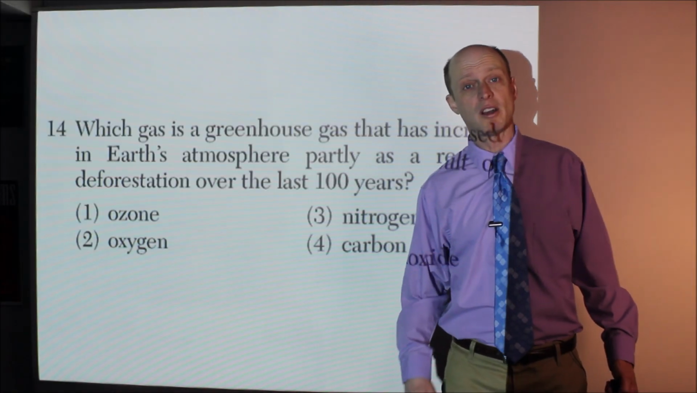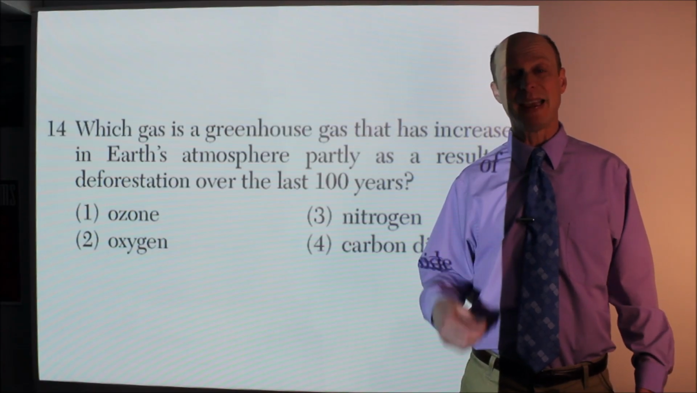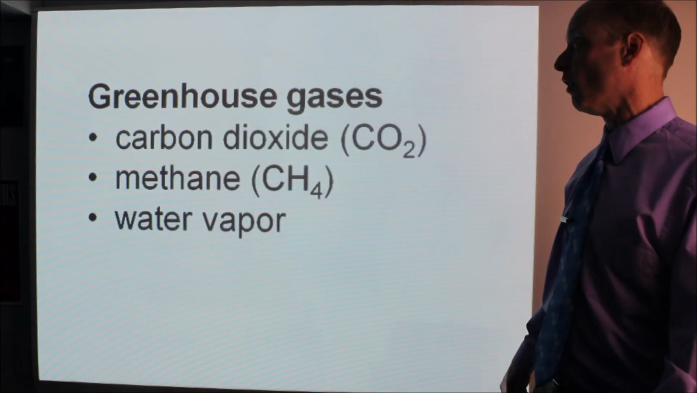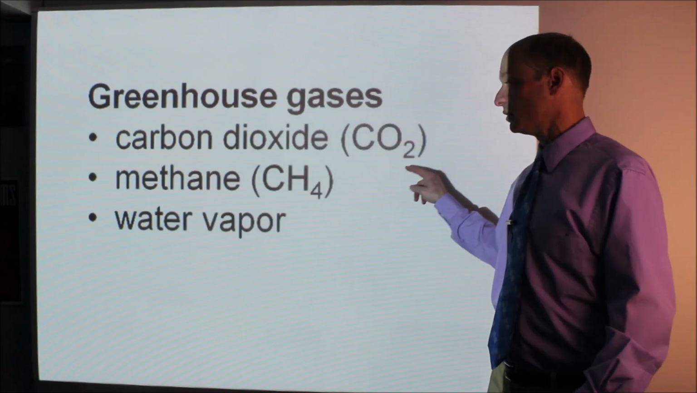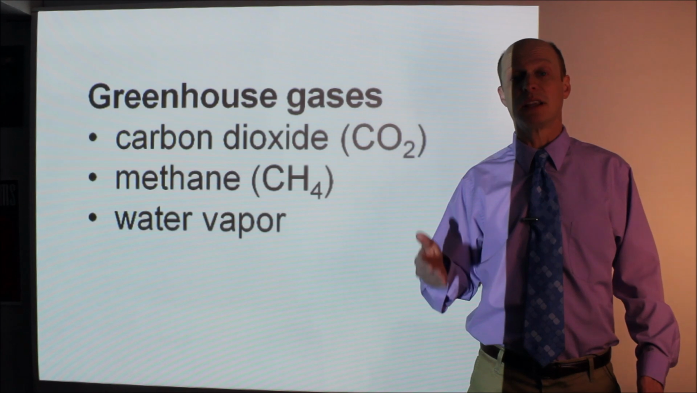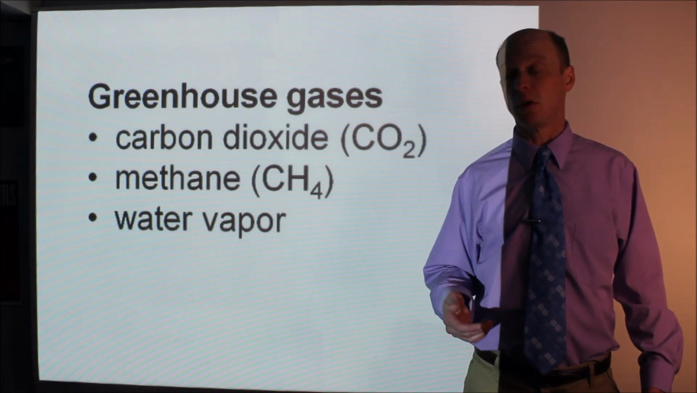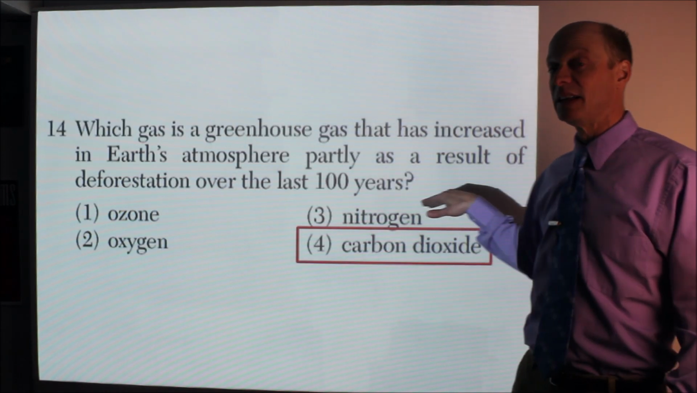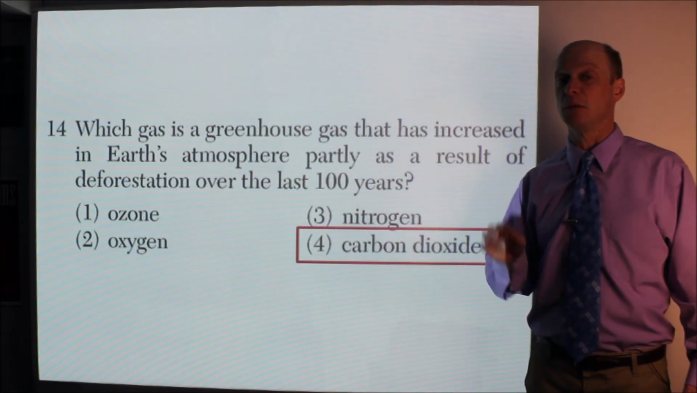First, I want to go through what are some of the main greenhouse gases, and they are carbon dioxide, CO2 is the chemical formula, methane, CH4, and water vapor. Now, let's look at the choices. Which of those is in the choices? It is going to be carbon dioxide. So that is something important to know.